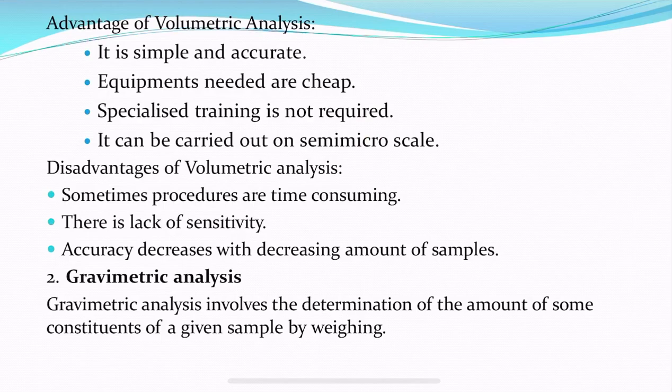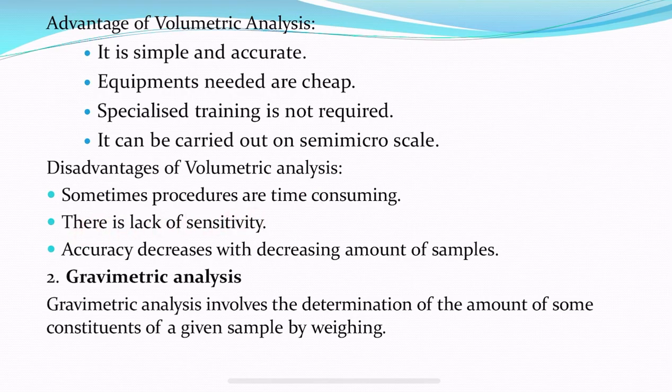And what are the disadvantages of volumetric analysis? Sometimes procedures are time consuming, because in titration we should get concordant values. If we do not get concordant values, we have to repeat the experiment again and again. Some indicators will not work properly and will not find the end point accurately. At that time we have to repeat the experiments 8 times, 10 times, 15 times, so the time consumed is very high. That is a main drawback of volumetric analysis.